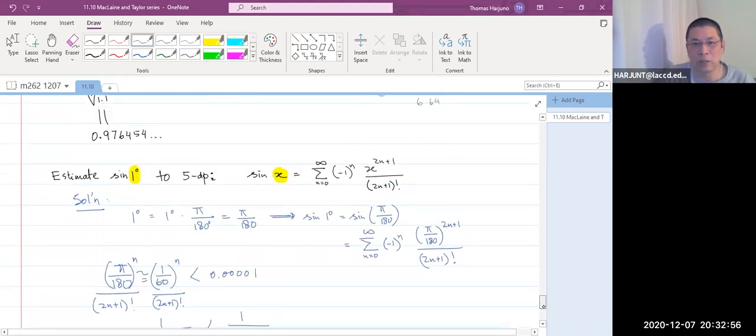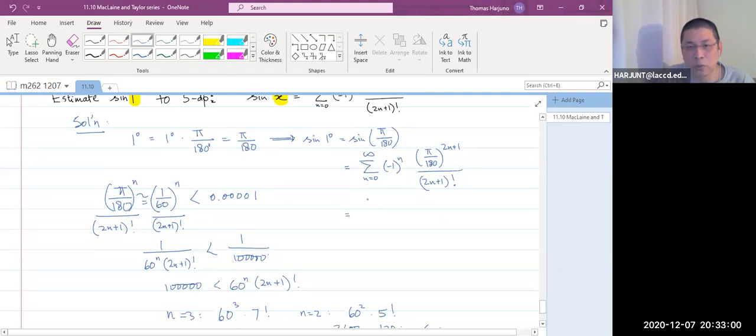So to do that estimation, I just need, when n equals 0, pi over 180, and then when n equals 1, and when n equals 2. I will estimate this using 1 over 60 plus 1 over 60 cubed times 3 factorial.